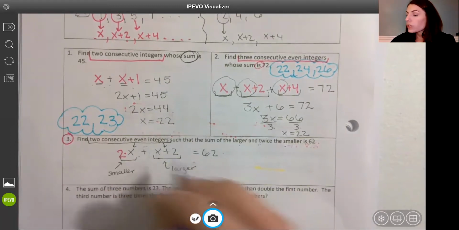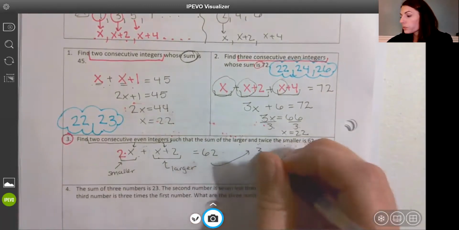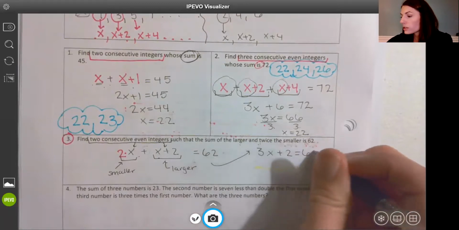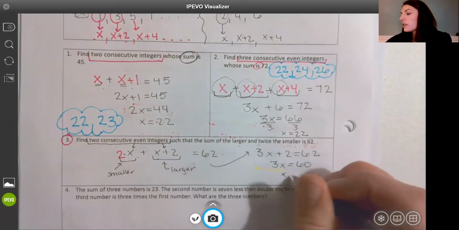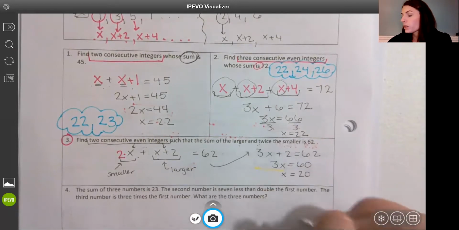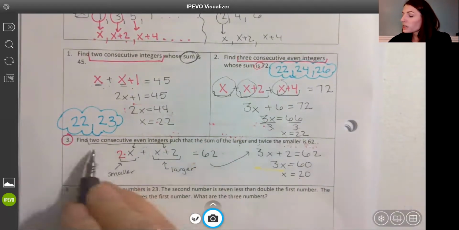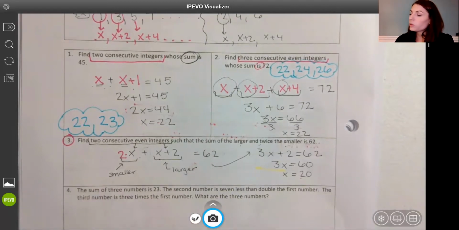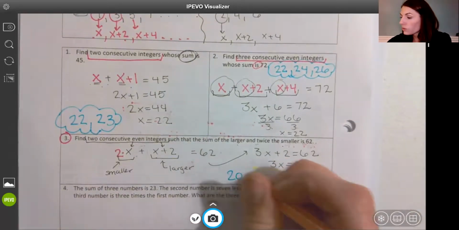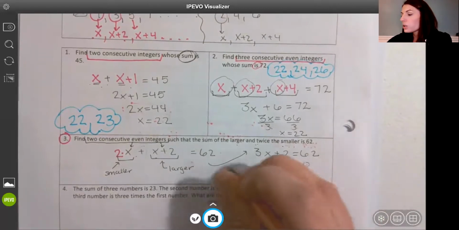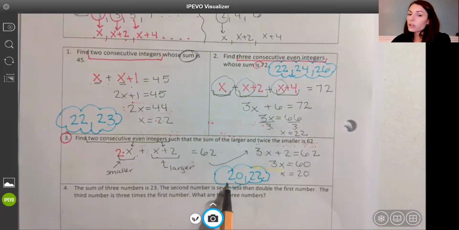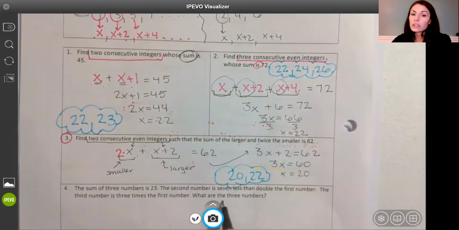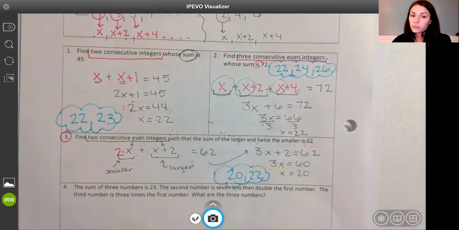Now I have 3 x's all together, plus 2 equals 62, and I subtract 2, and I get 60, and then x equals 20. If x equals 20, then my consecutive even integers would be 20 and 22. And I can do like a quick little check. So the sum of the larger, 22, plus twice the smaller. So 22 plus 40, twice the smaller. Yep, that gives me 62, and these are consecutive even integers.